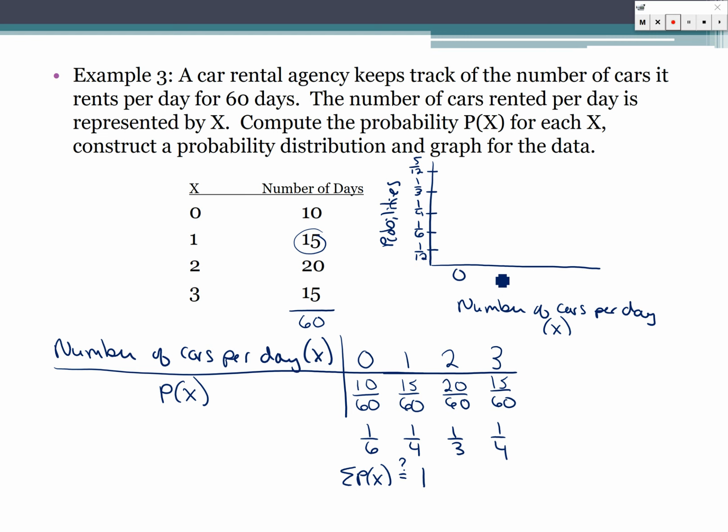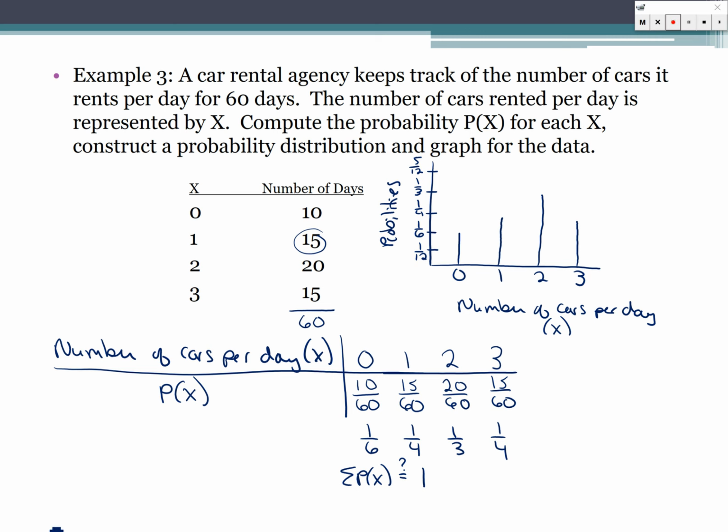Number of cars rented per day was 0, 1, 2, or 3. 0 cars goes up to a 1/6. 1 car goes up to a 1/4. 2 cars goes up to a 1/3. And 3 cars is back at a 1/4. So this one doesn't make quite that perfect symmetric shape that our rolling of 2 dice did. Or if we would have done it for flipping 2 coins, it would have worked out to be nice and symmetric as well. Oftentimes with your more classical or theoretical probability distributions, the graph turns out to be a lot more symmetric than if you just have empirical data.